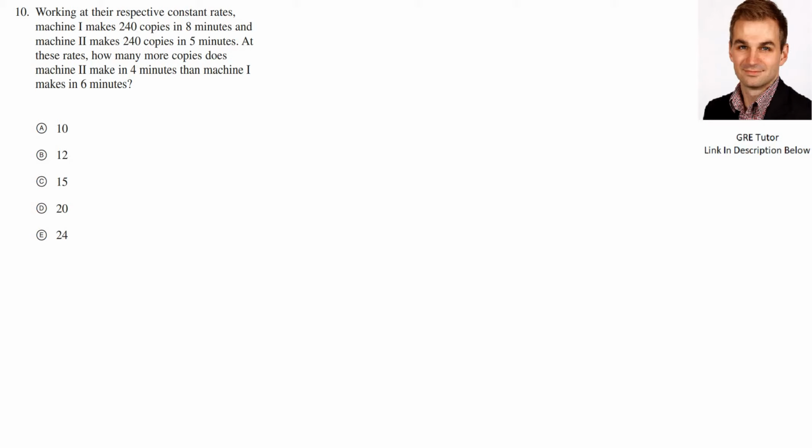Okay, so it says, working at their respective constant rates, machine 1 makes 240 copies in 8 minutes. Already I'm thinking I'm working with a rate problem. So the rate formula is rate times time equals distance, something of that nature. We know that machine 1 makes 240 copies in 8 minutes. They've given us the distance, 240 copies, and they gave us the time, 8 minutes. So we can figure out what the rate is. The rate is going to be 240 divided by 8.